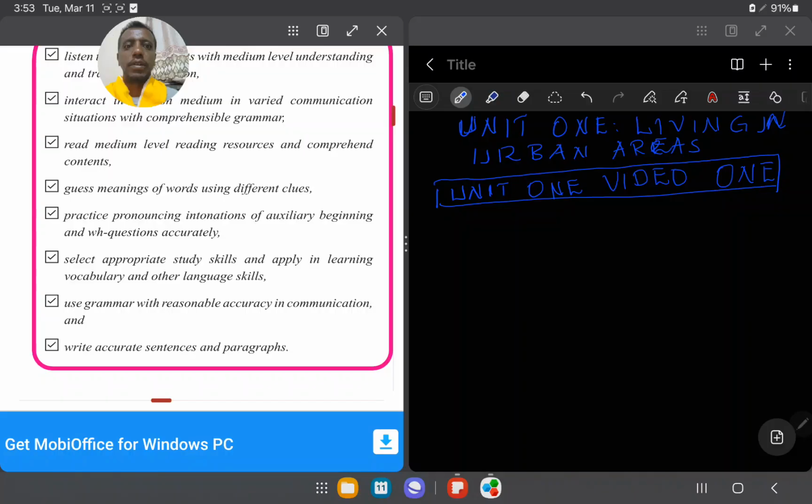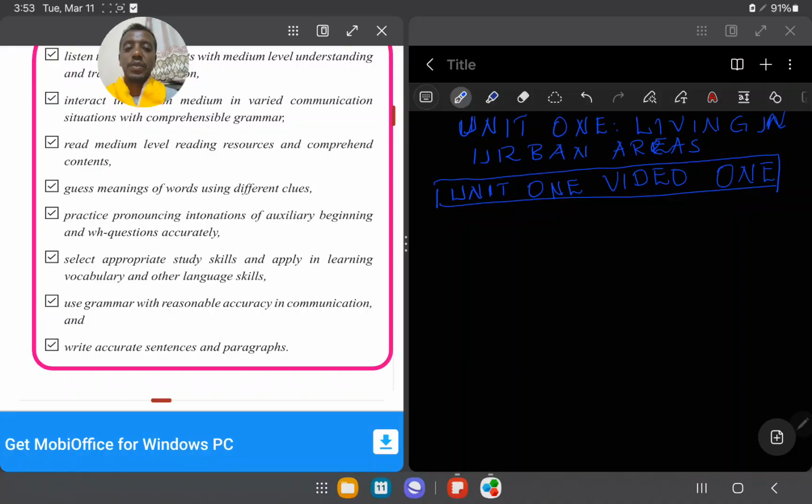Select appropriate study skills and apply them in learning vocabulary and other language skills. When you learn English, the first concept should be improving vocabulary levels. Understand different kinds of words and their meaning based on their context. They are familiar from elementary or grade 8. Use grammar with reasonable accuracy in communication. Grammar in communication, especially. Write accurate sentences and paragraphs. Well, these are the objectives of the unit, students.